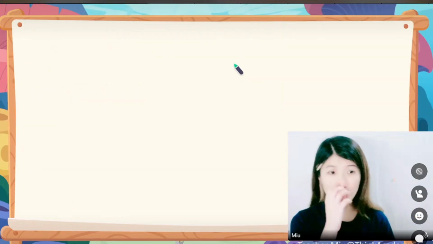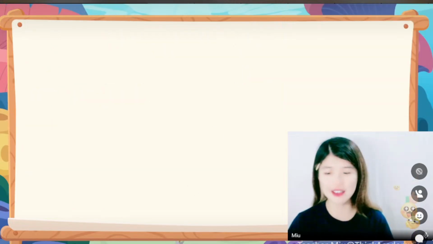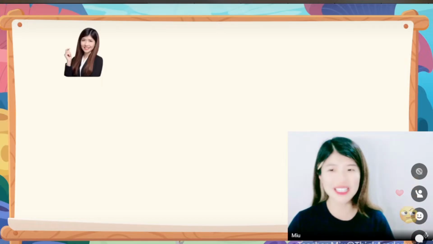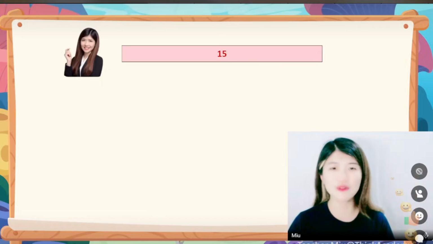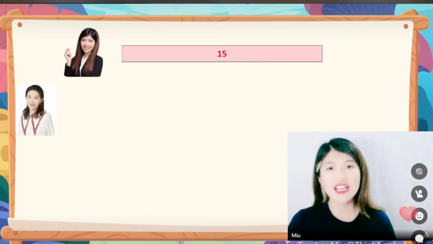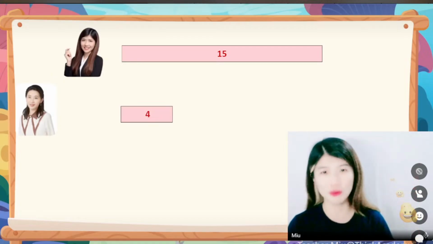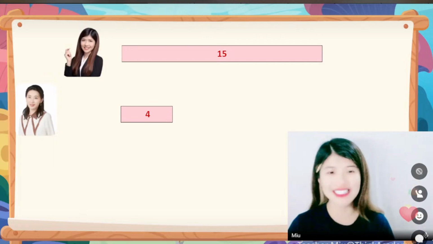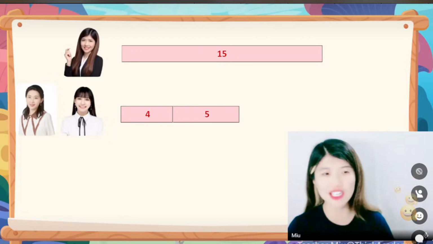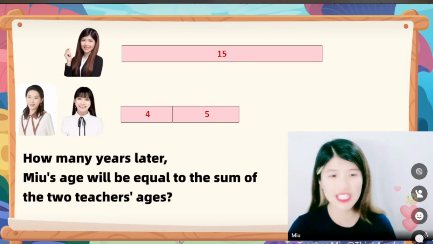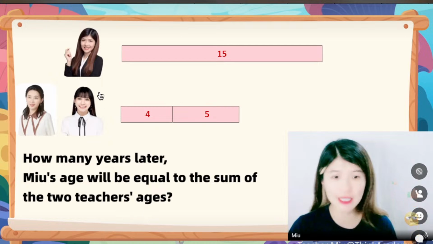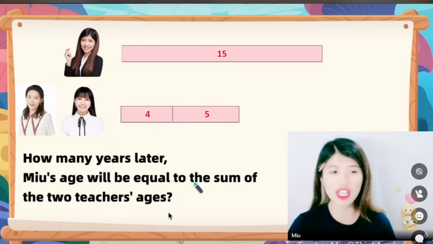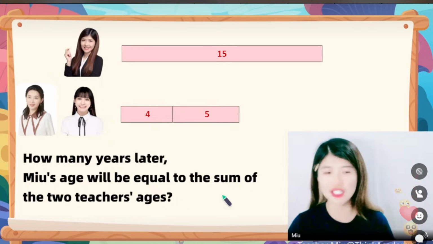Okay, one more. Then we go to one more crazier question. All right, let me give you some secret. Now Mew, actually, when Mew was 15, your favorite teacher Apple was only 4. Don't tell her that I told you this secret. And Charlene was 5. Now the question is, how many years later will Mew's age equal the sum of these 2 teachers' ages? Any idea?